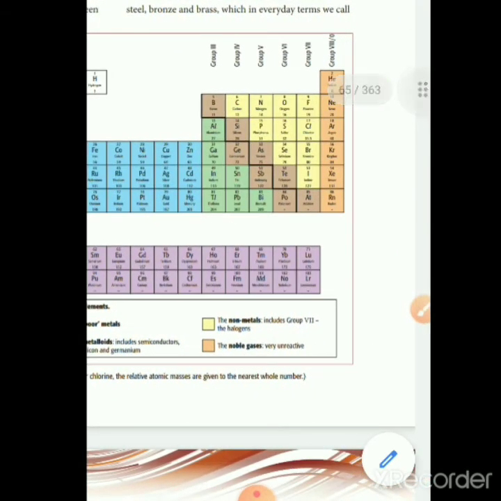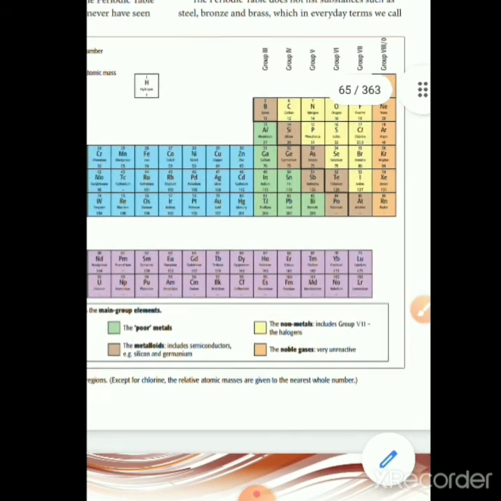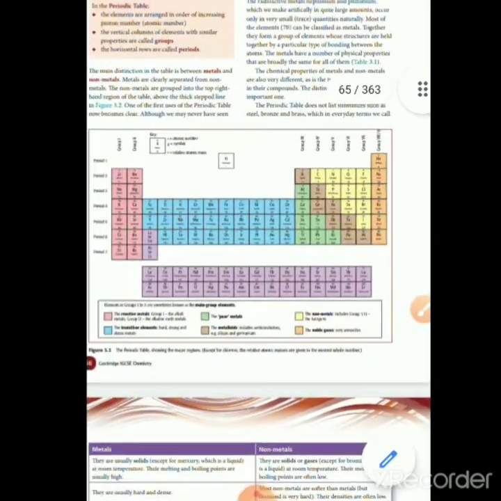The non-metals include group number 7, the halogens. They are known best for their electronegativity because they are going to extract the electrons of positively charged groups. The noble gases are very unreactive. They are not going to react with anything else because they are stable. They don't need to donate electrons to anything else, neither do they need someone to accept their electrons, because they are in the stable form.